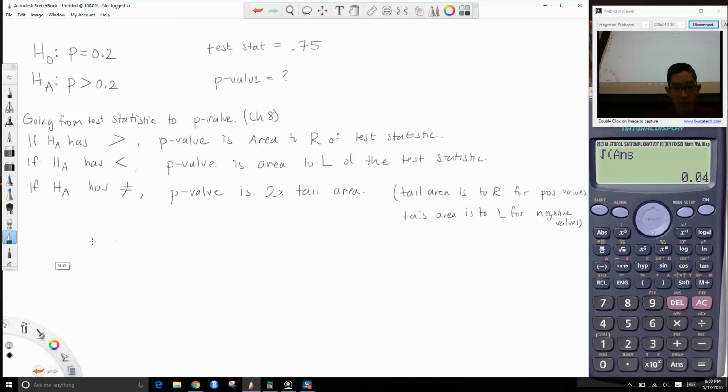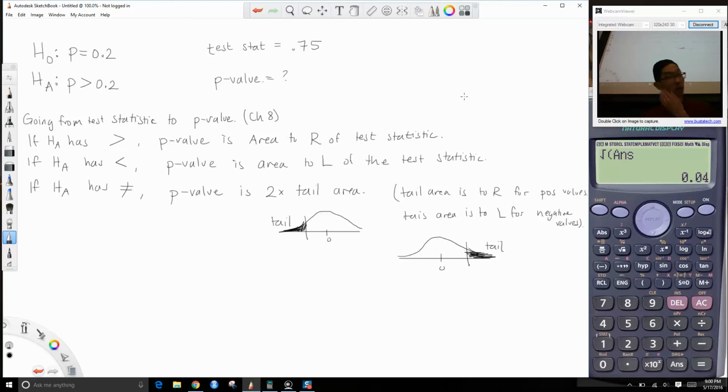As far as tail area goes, if you have something over here, this is the tail. Or if you have a positive value, 0 is always in the middle, so this side will be the tail. So how do we decide what our p-value is in this case? What does our alternative have? It has a greater than sign, so we will use the area to the right of 0.75.